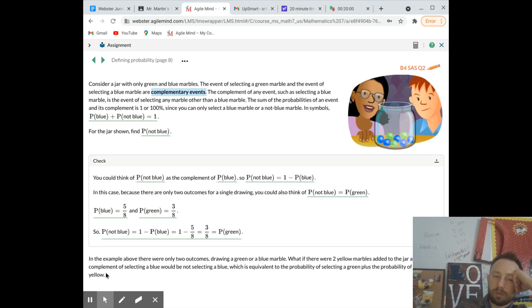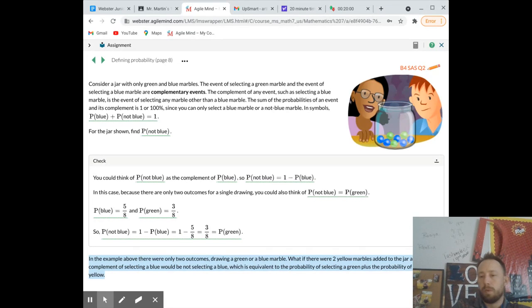So read this down here for us, please, Layla. In the example above, there were only 2 outcomes, drawing a green or a blue marble. What if there were two yellow marbles added to your jar above? The complement of selecting a blue would be not selecting a blue, which is equivalent to the probability of selecting a green, plus the probability of selecting a yellow. All right.